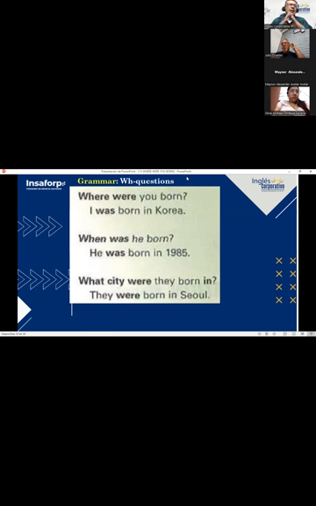When we have WH questions, we do not respond with yes or no. We respond with affirmative sentences by saying the subject, the past tense of be, plus the rest of the information. For example, it says, where were you born? What is the answer? I was born in Korea.